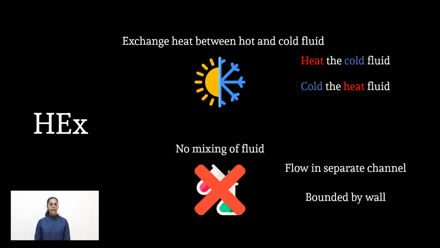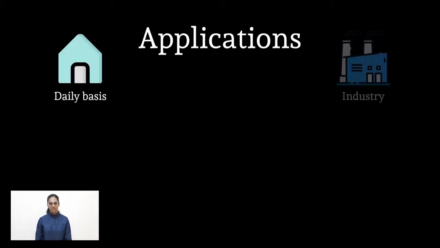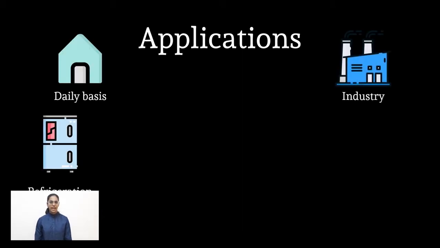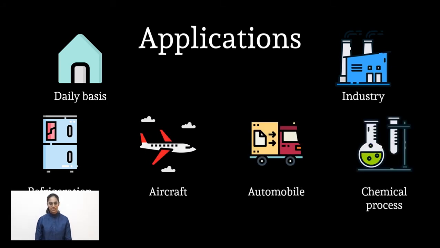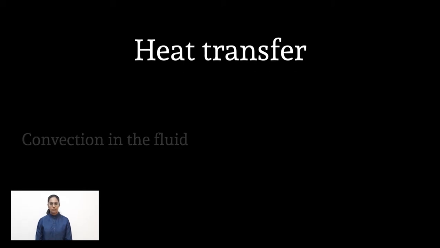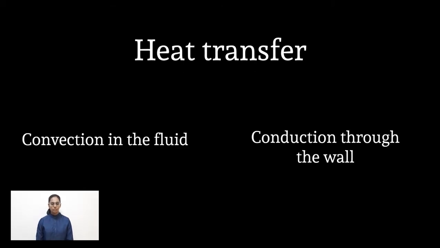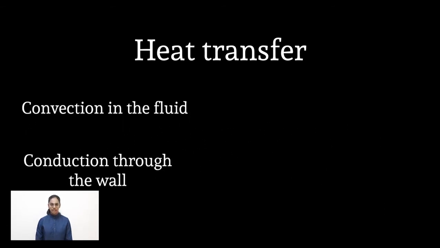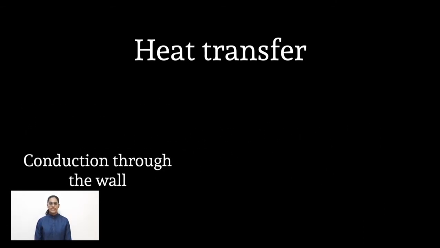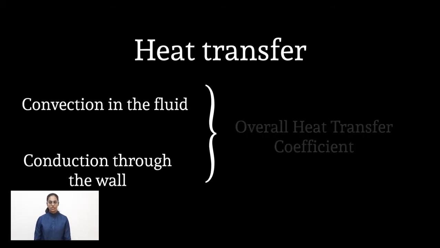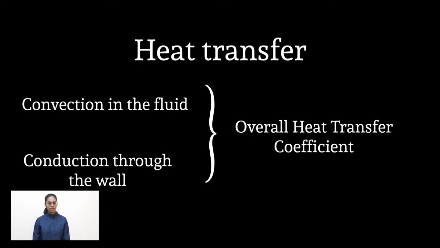As you all know, the application of heat exchanger is considered wide because it is used on our daily basis and also in industries such as in refrigerator, aircraft, automobile and in chemical processing. The heat transfer rate is calculated by using the combination of convection in fluid and conduction to the wall. Therefore, we cannot calculate the heat transfer rate by using a single parameter like thermal conductivity, instead of using the overall heat transfer coefficient to describe the combined effect of conduction and convection in the heat exchanger.